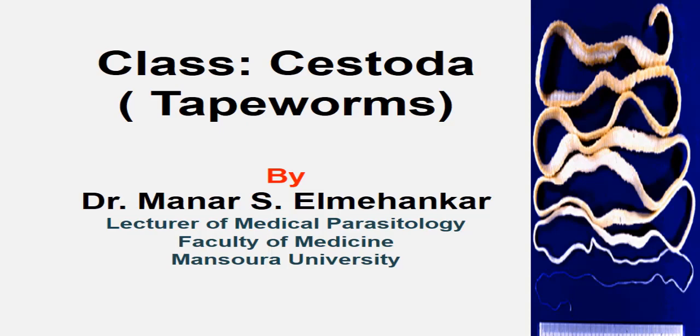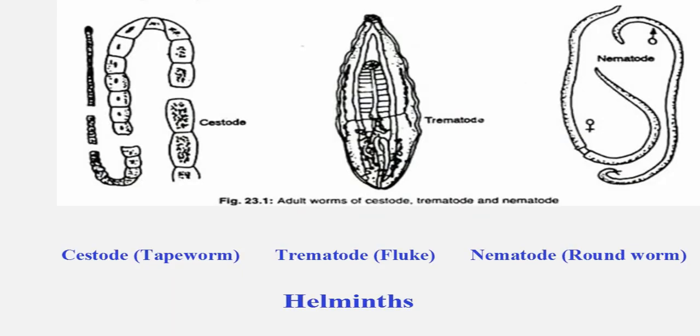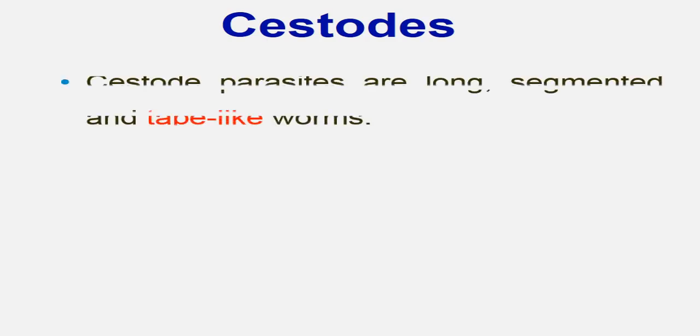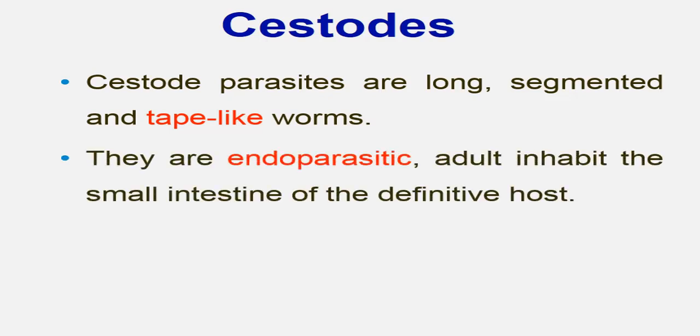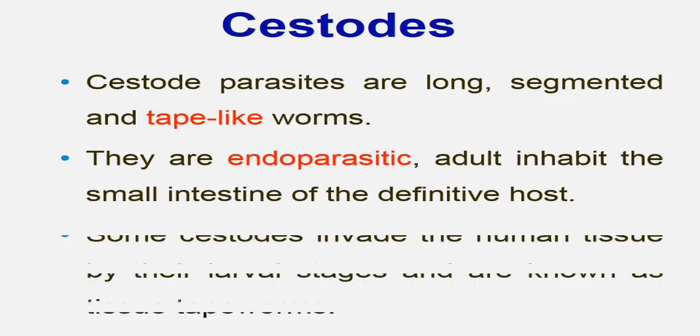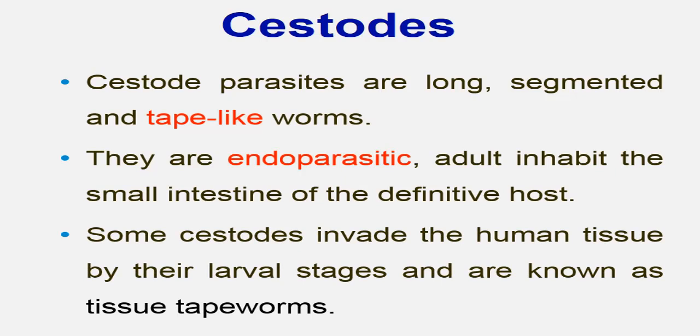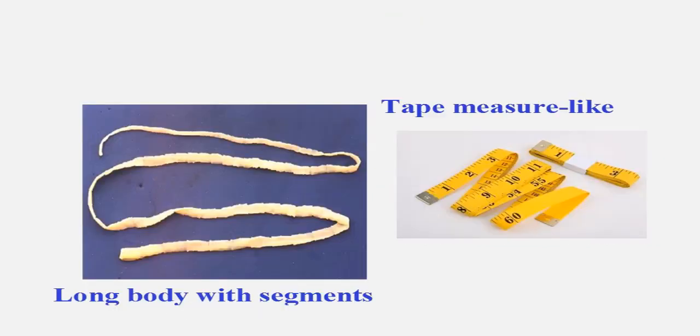Let's start with an introduction to cestodes. Cestode parasites are long, segmented, tape-like worms. They are endoparasitic. Adults inhabit the small intestine of the definitive host. Some cestodes invade human tissue by their larval stages and are known as tissue tapeworms or tissue cestodes. These pictures show segments of the body of a cestode.